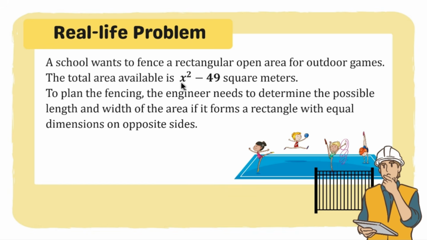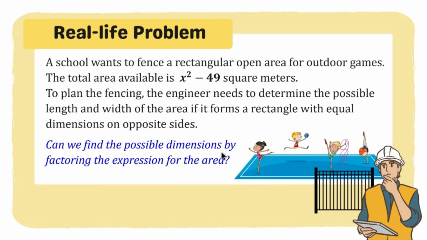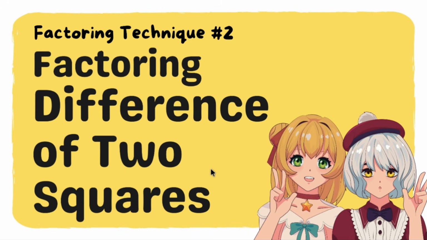So, meron na po tayong area which is x squared minus 49. Given na po siya. Ang hinahanap lang natin dito is what is the length and width of this rectangular open area. So, paano natin yon gagawin? Can we find the possible dimensions by factoring the expressions for the area? Yun po ang masasagot using this technique. Okay, factoring difference of two squares.